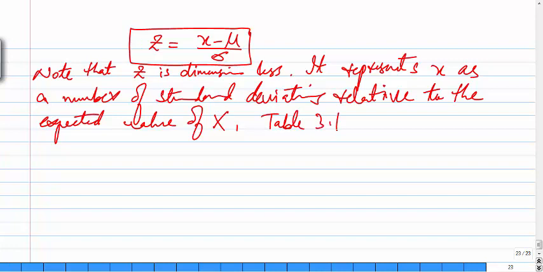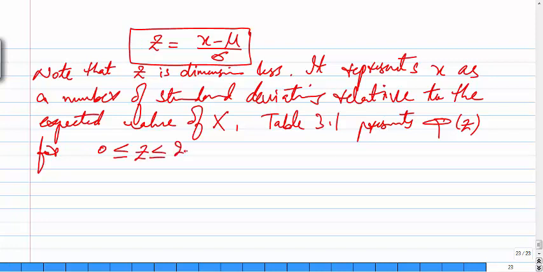Table 3.1 presents phi of z for 0 less than z less than 2.99. Okay, so people working with probability and statistics spend a lot of time referring to tables like 3.1 to calculate.